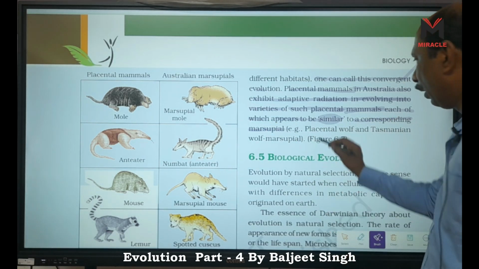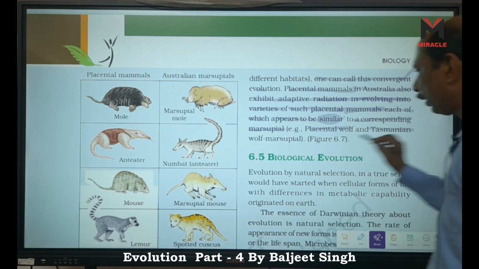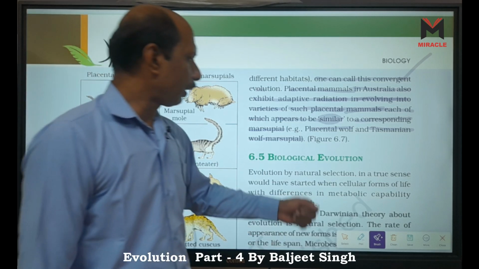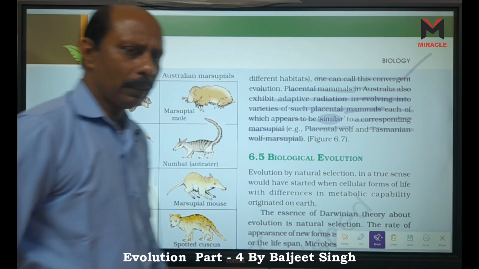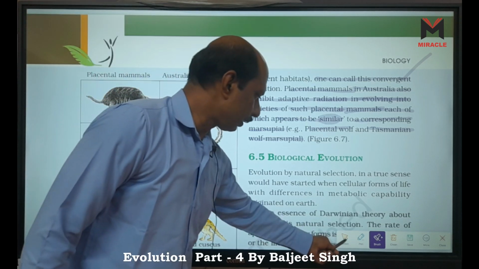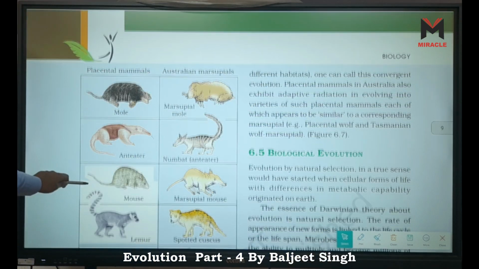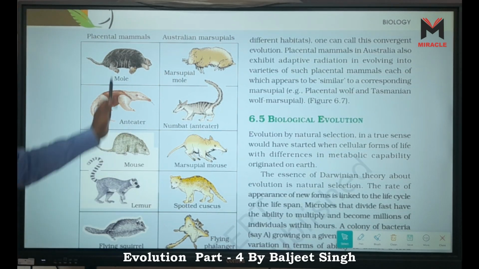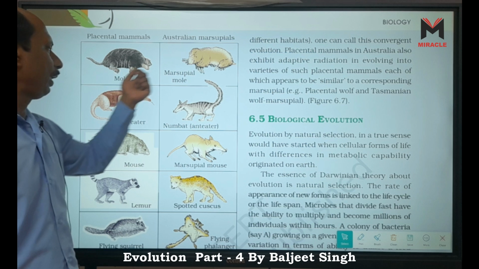They have similarity: placental wolf and Tasmanian wolf. Placental wolf means mammal and Tasmanian wolf means marsupial, right? Some examples are given also. You can see here, placental mammal on this side, mole, and that is the marsupial mole. Both are the same. Some differences, like this tail is long, this tail is short.